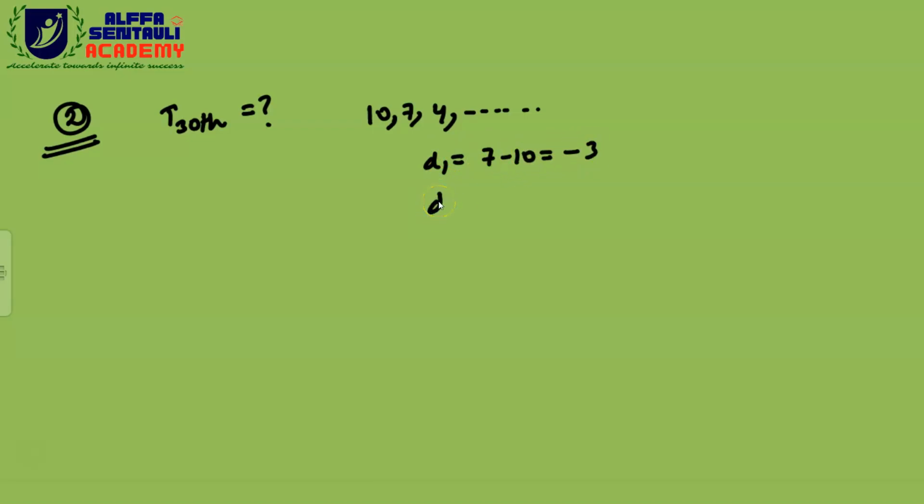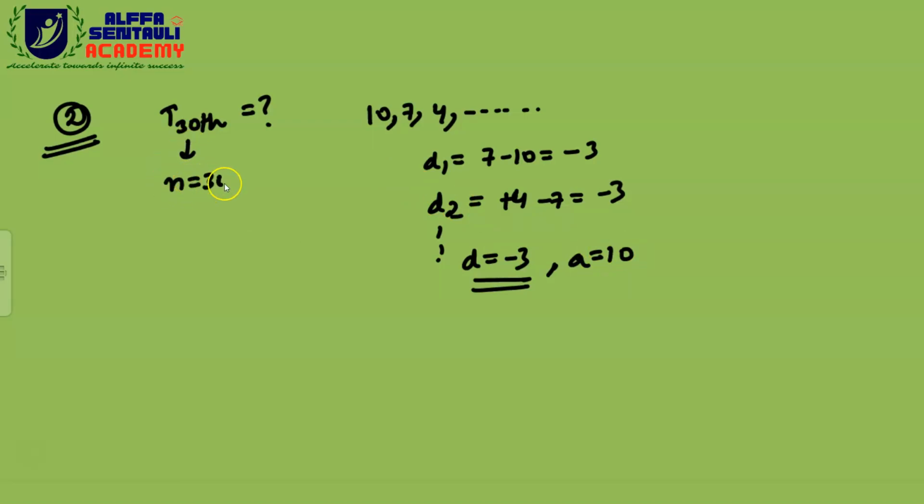Let us find D2. D2 is what? 4 minus 7. How much? Again minus 3. So you will get d as constant. D is what? Minus 3. Correct? What is A? A is 10. So what is the value of n? They have given n as 30. Correct? What are they asking?